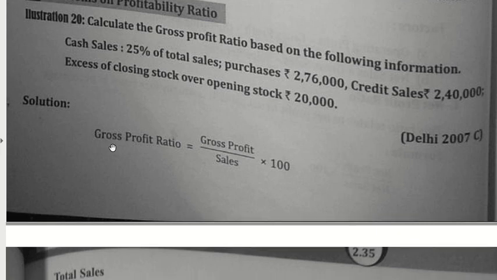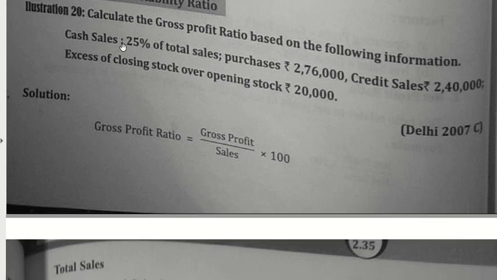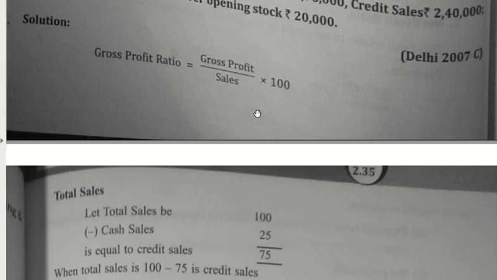Let us look into our first sum, which is to calculate the gross profit ratio based on the following information. They have given cash sales, which is 25% of total sales. Purchases they have given. Credit sales they have given. Excess of closing stock over opening stock they have given. So let us start with the resolution part.